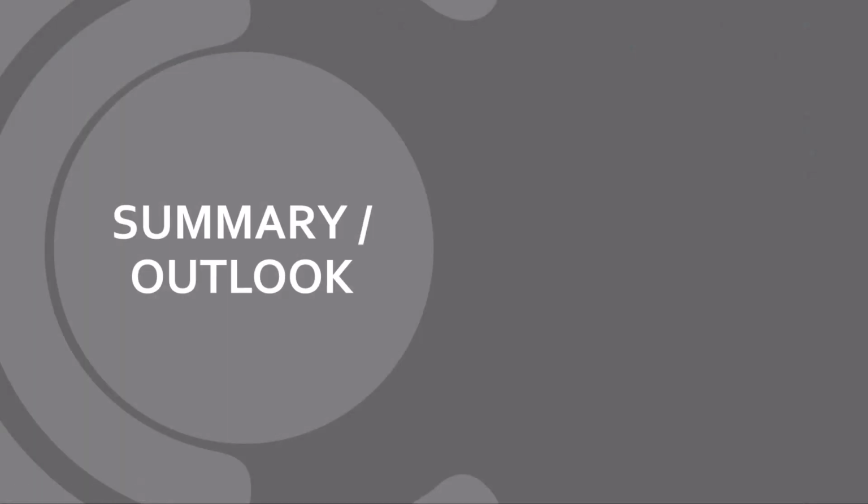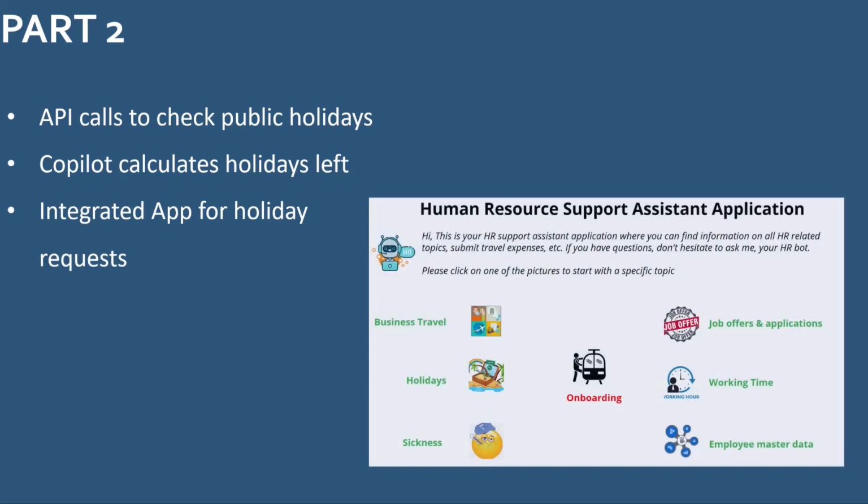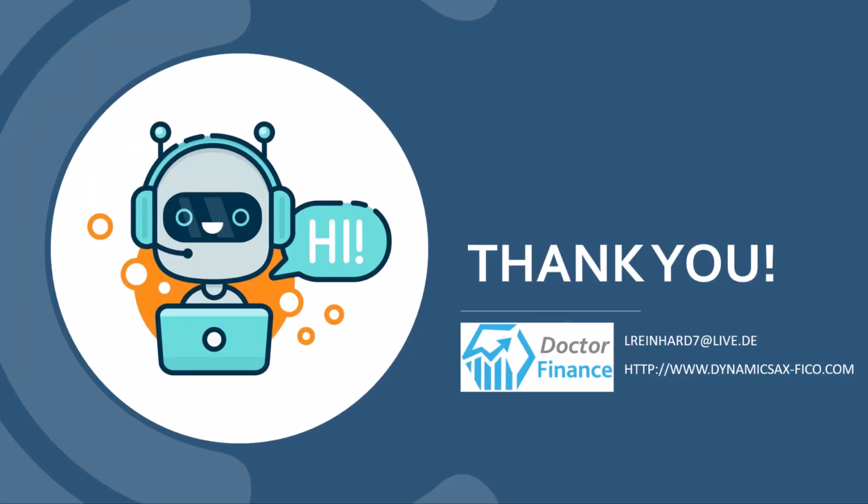So after this first demo, let's have a look at what we are going to do next. And in part 2, I want to show you how you can use API calls to check for public holidays. Why? Because maybe you want to go on holiday and need to know when are public holidays. Of course, you also need to know how many days of holidays you have left. And I want to integrate this into my app, where you can do all of that in a very interactive way. So this will be part 2, but that will be next time.